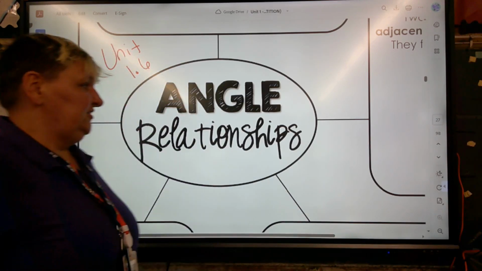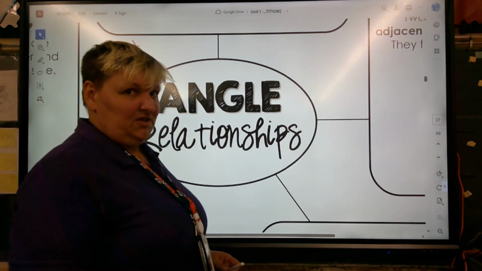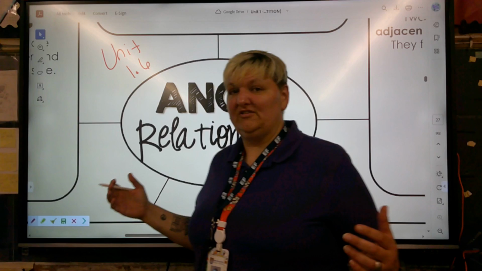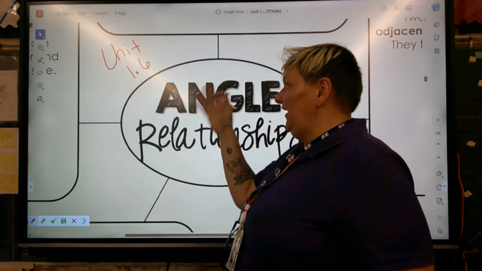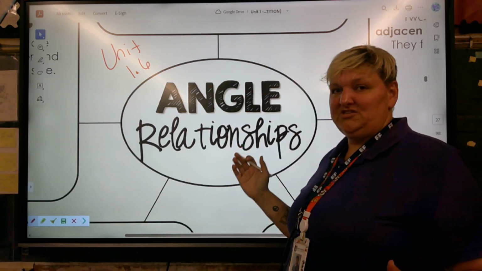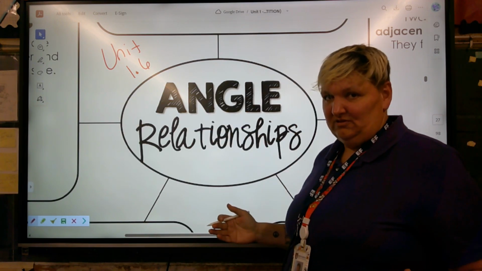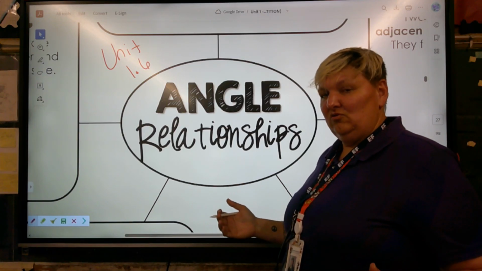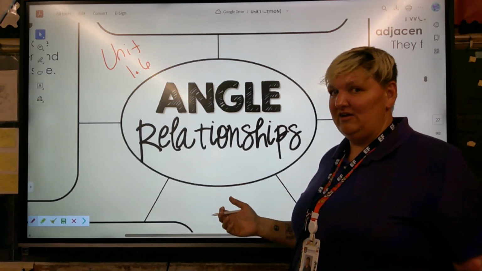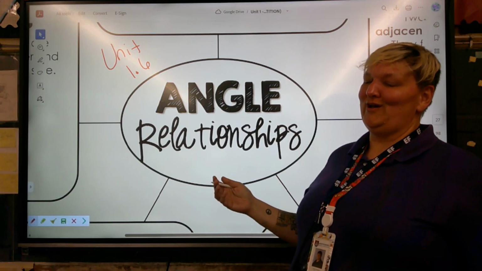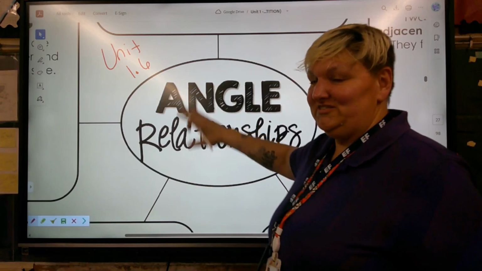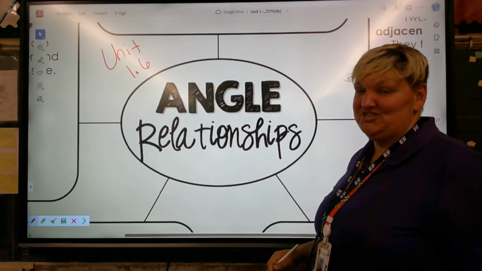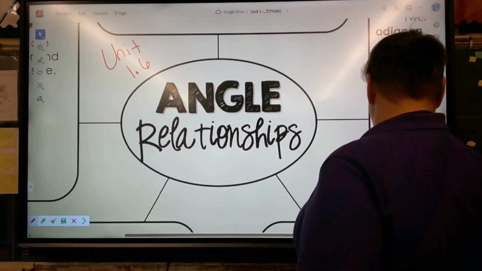In the same way that people have relationships with other people, and you can have different types of relationships with different people, angles can have different types of relationships with other angles. Sometimes an angle only has one relationship with another angle. Sometimes it has 3 or 4 types of relationships with another angle. So Unit 1.6 is all about figuring out the relationships between 2 angles.